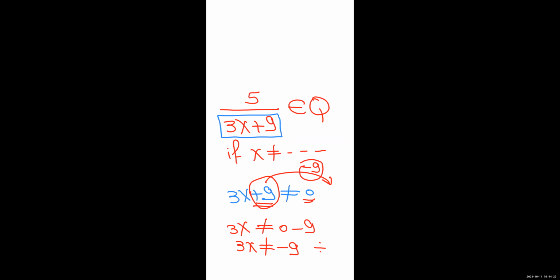Now divide the two sides by the coefficient of x. I mean by coefficient of x, the number before x directly. So it's a 3. So now, when you divide 3x by 3, it will be x equal -9 divided by 3, -3. So the correct answer here: x not equal -3. Okay?